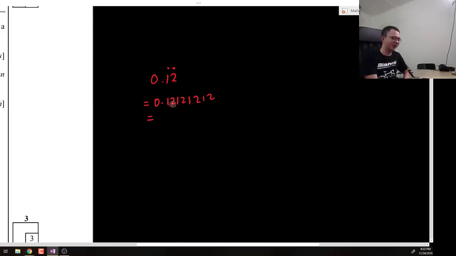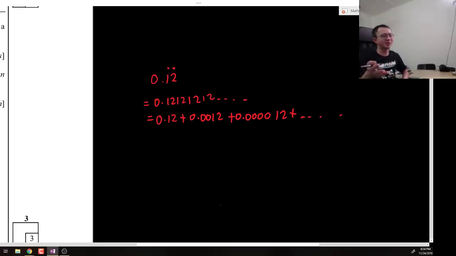At the same time, if I break this one down, of course here there is infinity. And if I break this one into a series, it should be 0.12 plus 0.0012 plus 0.000012 and so on, right? So normally for recurring decimals in SPM, they will ask you to write as a fraction. So this one is sum of infinity, right? So I just use the sum of infinity formula.